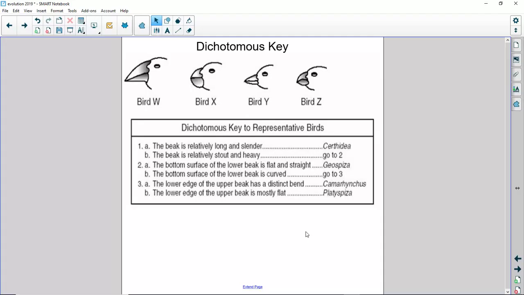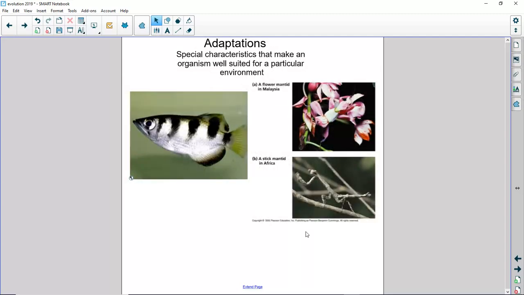It's no big deal. I just like to do it this way. Sometimes it's a branching flow chart, but this is a series. The Regents does a series of paired statements in a numbered sequence. All right, a dichotomous key. Again, an adaptation, which goes back.